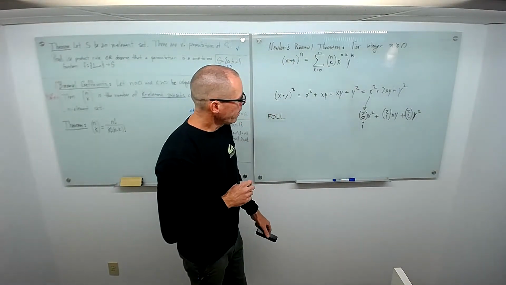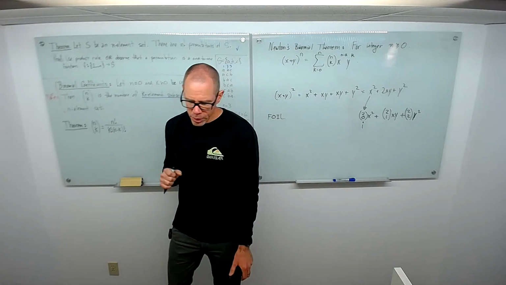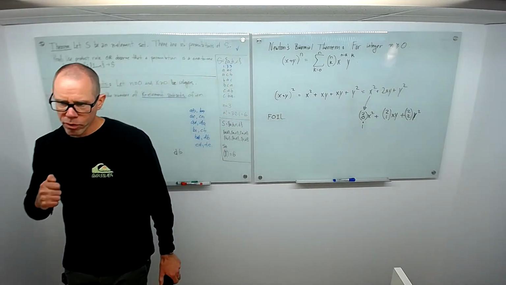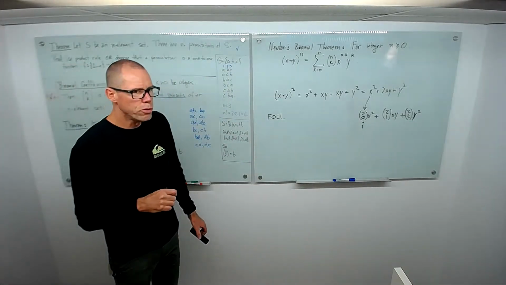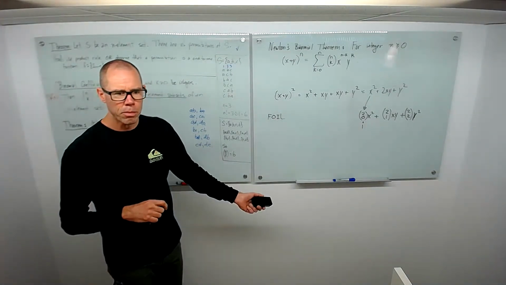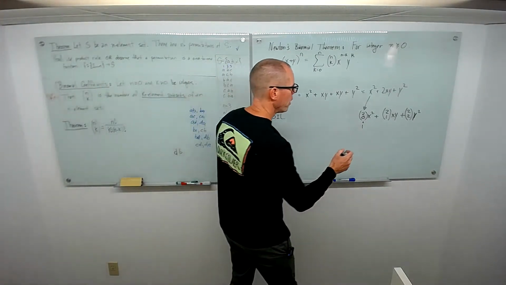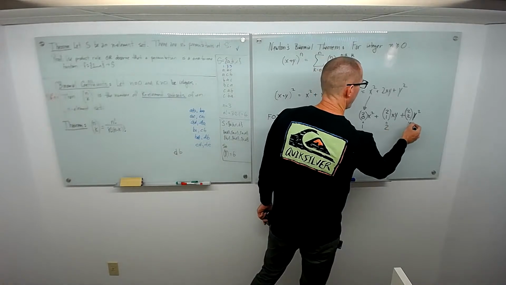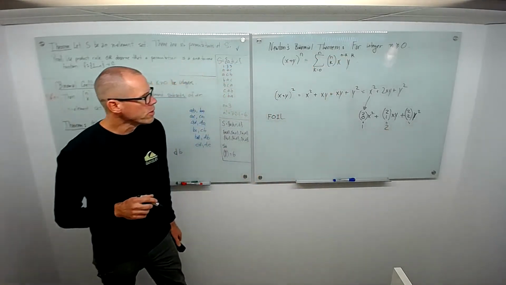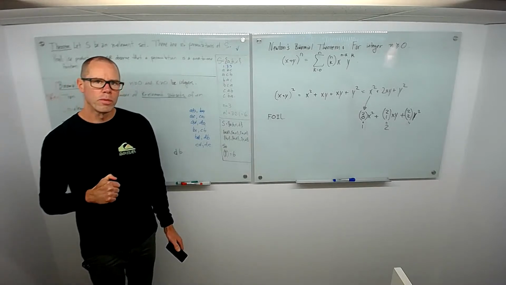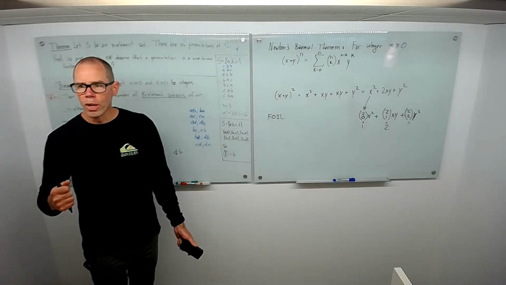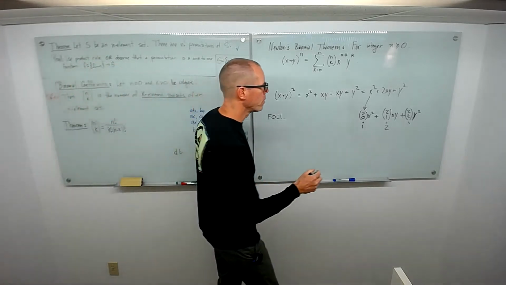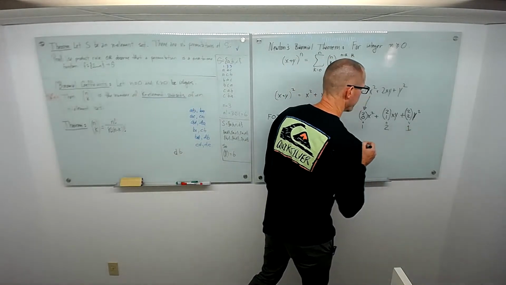2 choose 1. How many different ways are there to choose a set of size 1 from a set of size 2? Well, there's 2 ways to do that. The set is A and B. It's A or it's B. So that's 2. And how many ways are there to choose a subset of size 2 from a set of size 2? There's only one way to do it. You have to take the whole set. So that gives you 1.